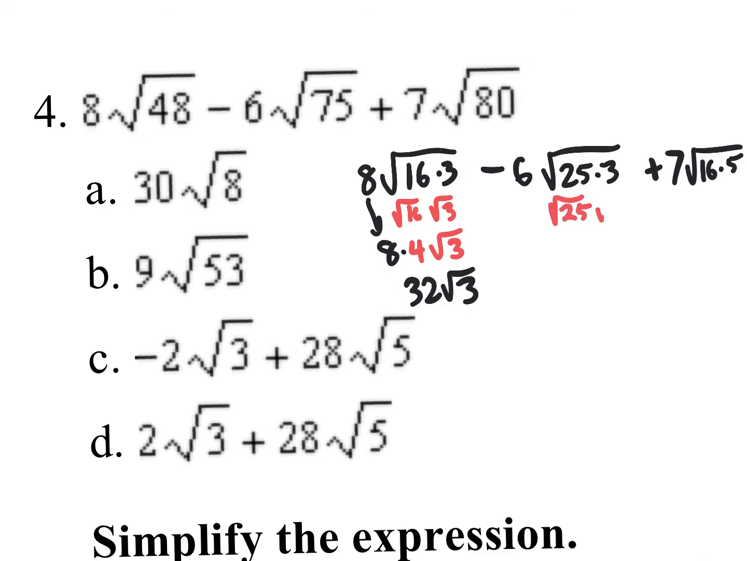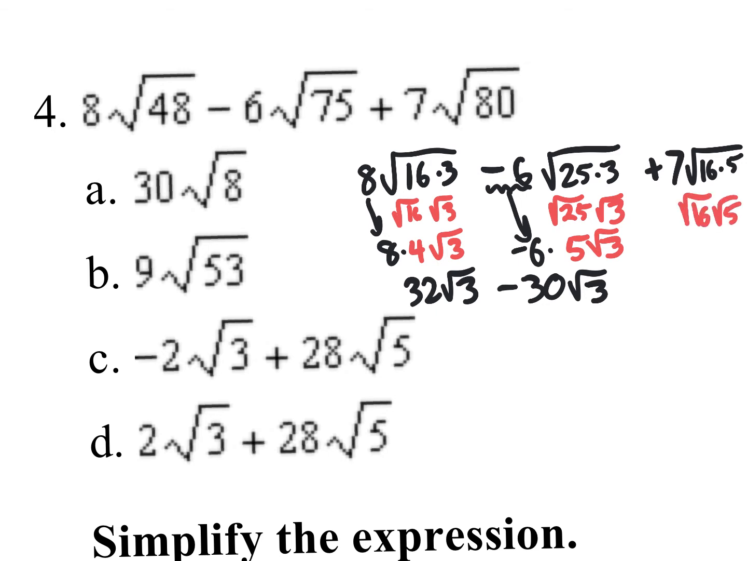Split square root of 25, square root of 3. You end up with 5 square roots of 3. And let's not forget about this minus 6 that's really in front that you need to multiply the 5 by. So you end up with minus 30 square root of 3. And last but not least, let's split the square root of 16 and the square root of 5. And you will have 4 square roots of 5 with a 7 that you need to multiply by out in the front. So that's really plus 28 square roots of 5.